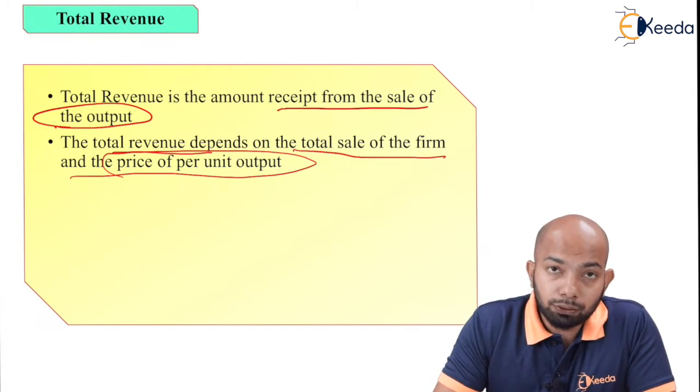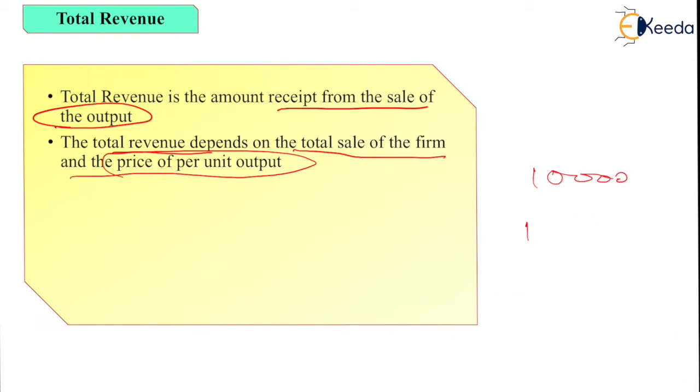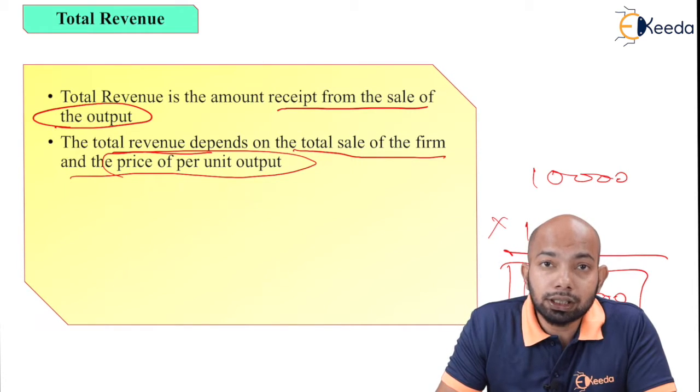the price per unit. For example, 10,000 units have been sold and per unit costed around 10 rupees. So the total revenue here will be 10,000 multiplied by 10. That will give you an amount of 1 lakh rupees. So the total revenue will be 1 lakh rupees. This is how the exact calculation is done.